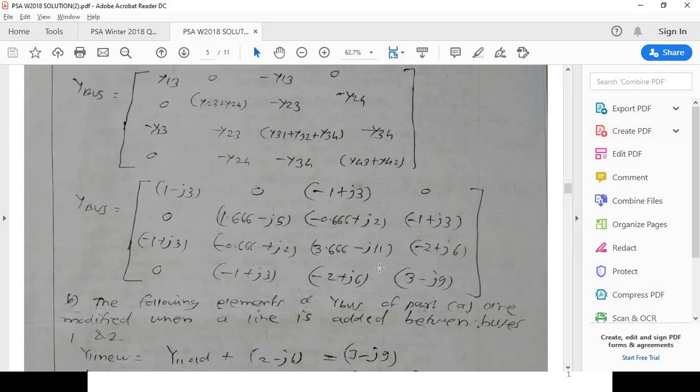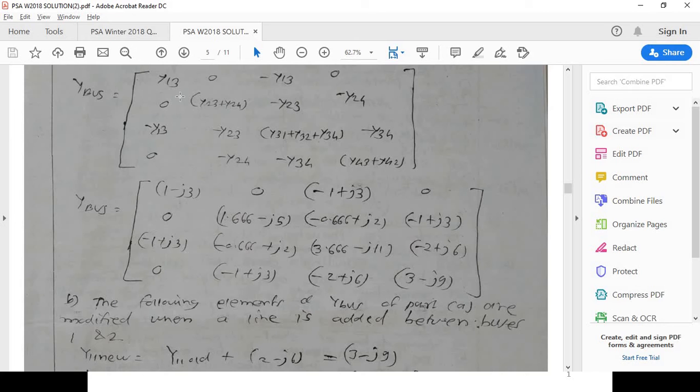Similarly, you can put the values and you will get the Y bus matrix for the first condition, that is, when the lines shown dotted are not connected together. You will get the total Y bus matrix, but make sure that this Y bus matrix should be of size n by n, where n is the number of buses. Since here 4 buses are present, the size of the Y bus matrix is 4 by 4.